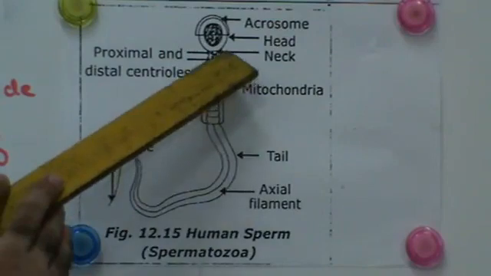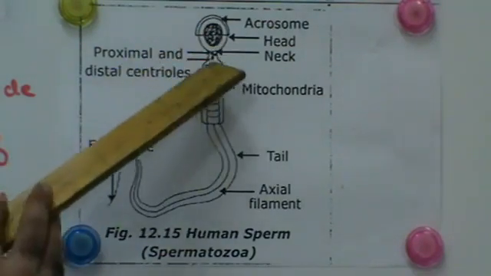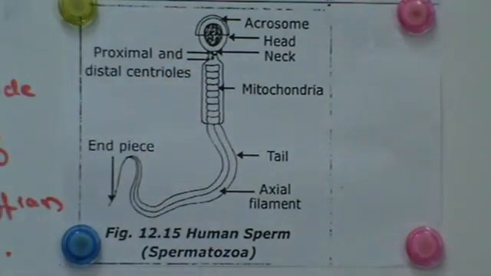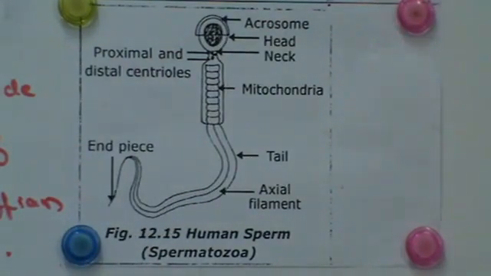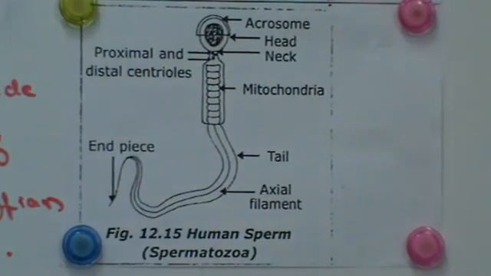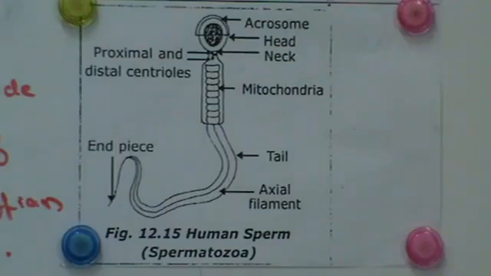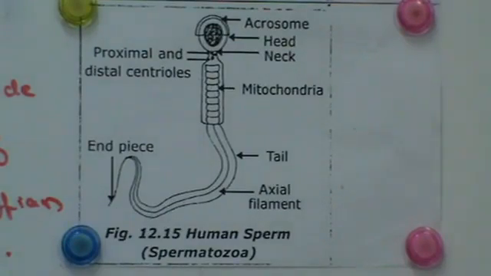The neck of the sperm, here's the neck, very short. The neck of the sperm is short with proximal and distal centrioles. There's a proximal centriole here, there's a distal centriole here. Then the axial filament starts from the proximal centriole. Now the middle piece of the sperm is a spiral sheet of mitochondria around the axial filament. This is the spiral mitochondria. Now the tail of the sperm is the longest part. It has the axial filament surrounded by cytoplasm. The terminal part of the axial filament is called the end piece, which is without the cytoplasm.